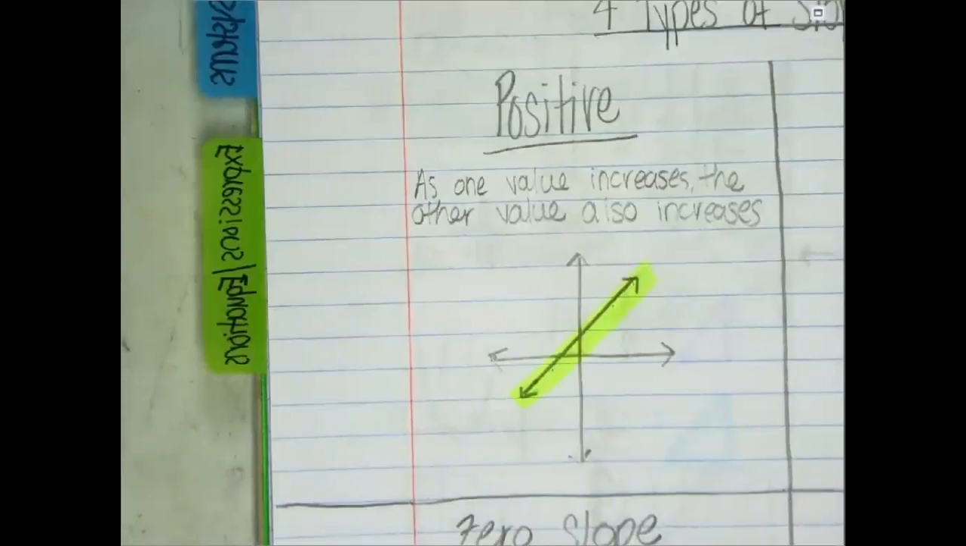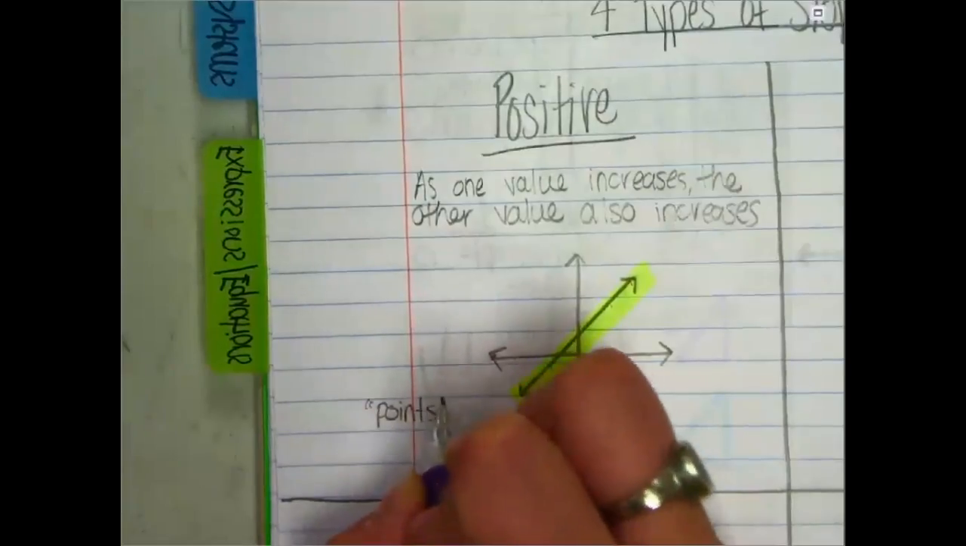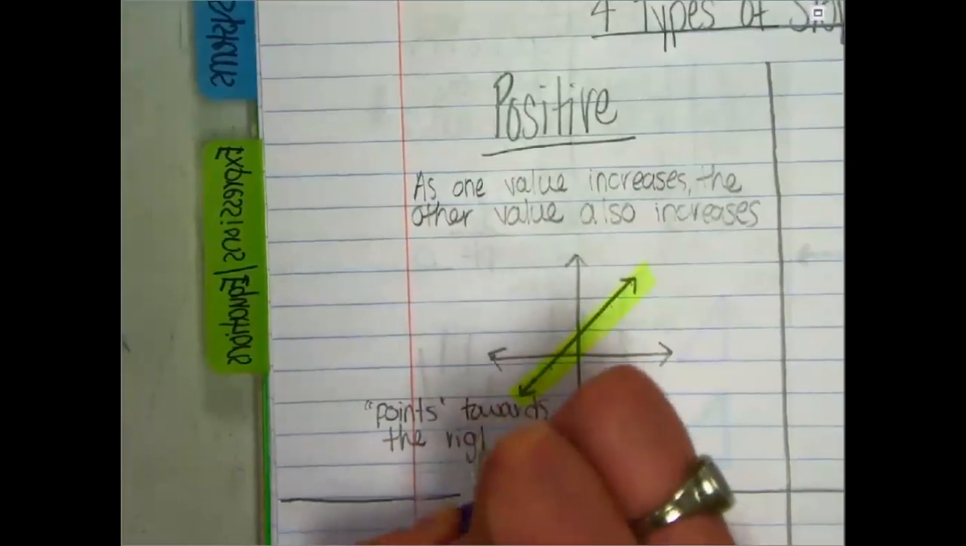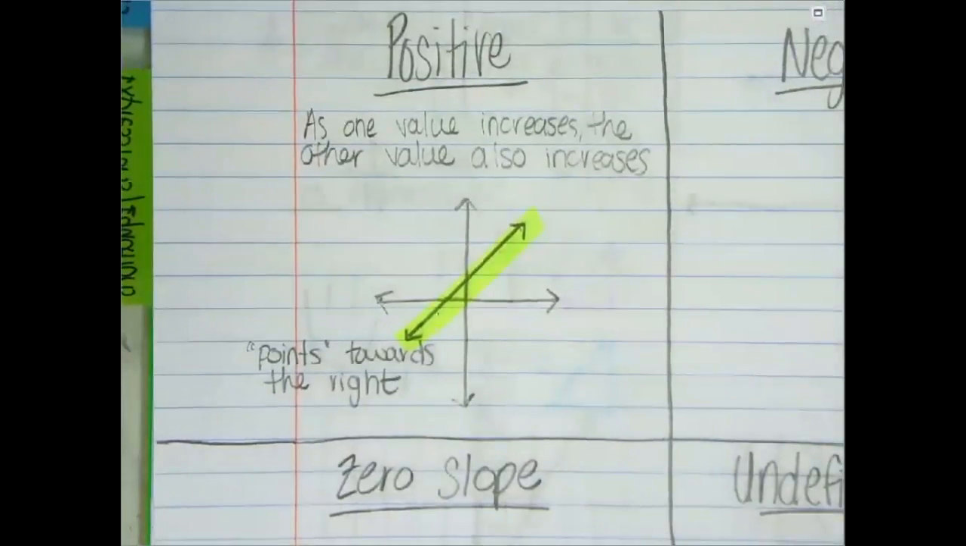Which direction do you notice this line is pointing? Northeast. It's not vertical. Your directions are right and left. That's right. It's pointing towards the right. So if you have a positive slope, it's going to point towards the right. It's always going to go that way.